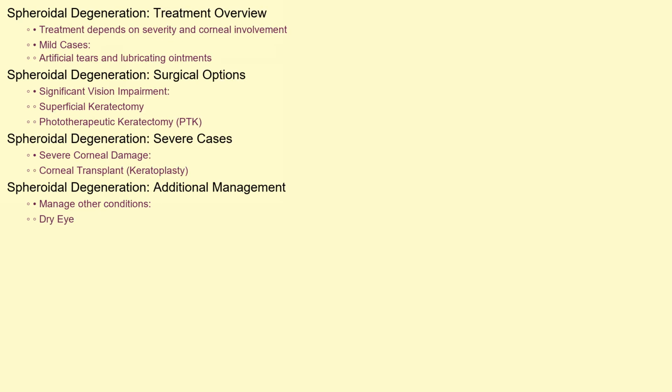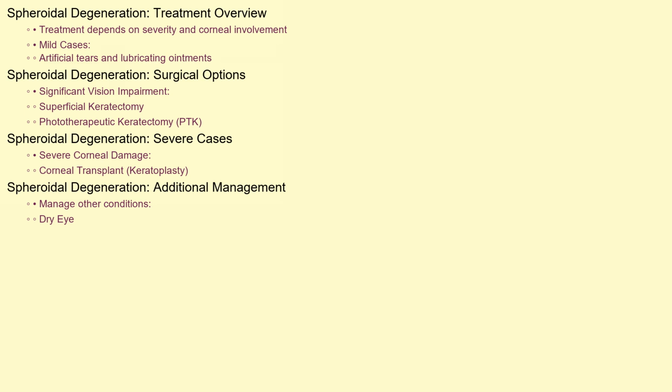The treatment and management of spheroidal degeneration depend on the severity of the symptoms and the extent of corneal involvement. In mild cases, where symptoms are minimal, artificial tears and lubricating ointments may be sufficient to alleviate dryness and discomfort. When vision is significantly impaired, several treatment options may be considered. Superficial keratectomy, a procedure to remove the outermost layer of the cornea containing the deposits, may be performed.